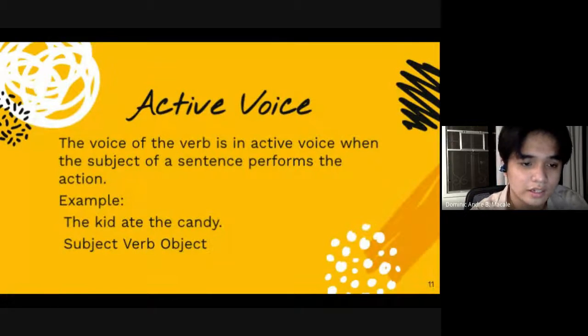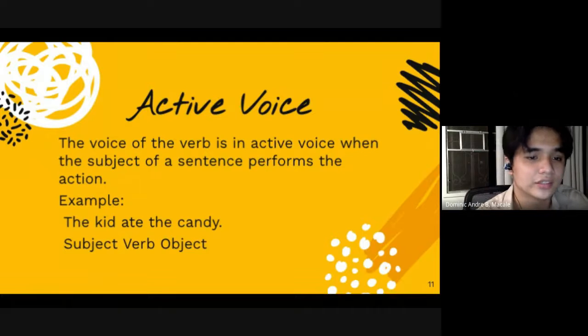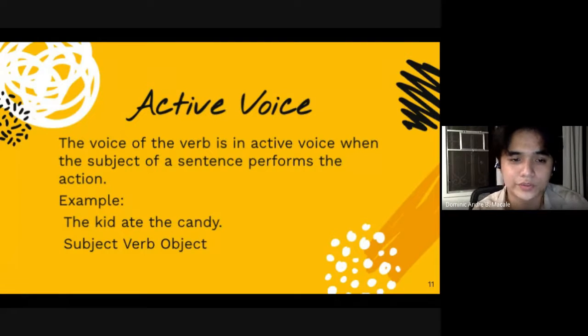Now, what is active voice? In most English sentences with an action verb, the subject performs the action denoted by the verb, and the voice of the verb is in active voice when the subject of the sentence performs the action. For example, the kid ate the candy. The subject here is the kid, the verb here is obviously ate, and the object is candy.